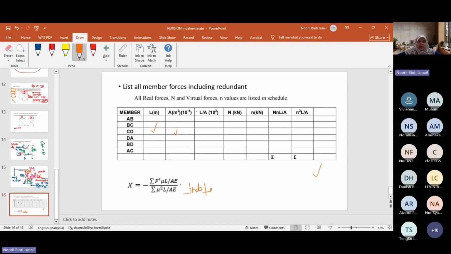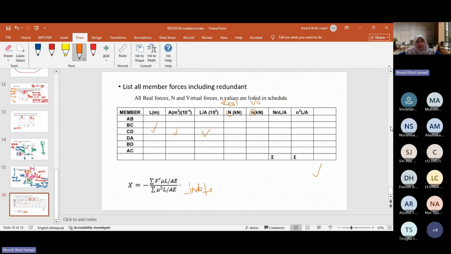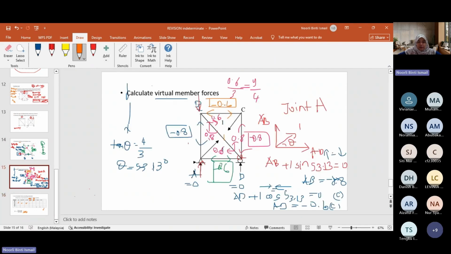And then L over A, divide together. N is the real. Sometimes it is F, some F, capital letter is okay. This new N is virtual. So just now you already calculated, right? So you just insert into the table. Make sure its value is negative, put it as a negative. Don't miss the negative value. And then real, just now virtual, all negative, right? Okay, you get one.